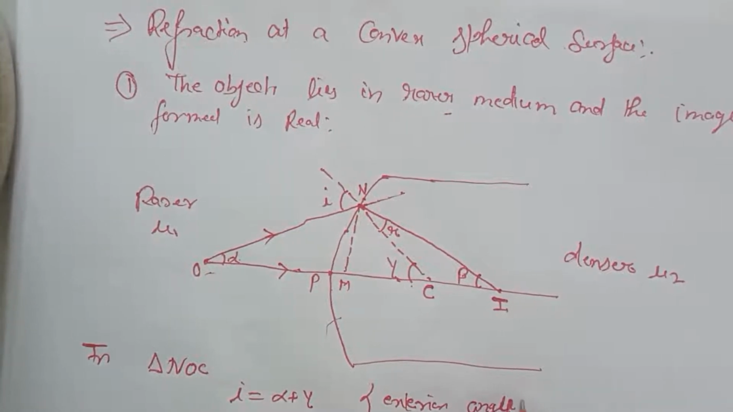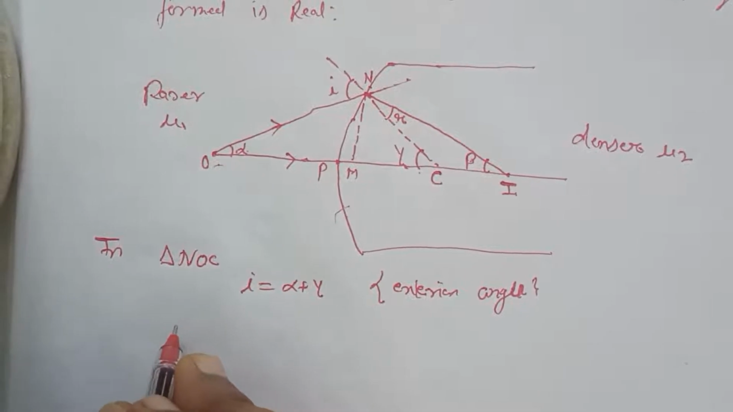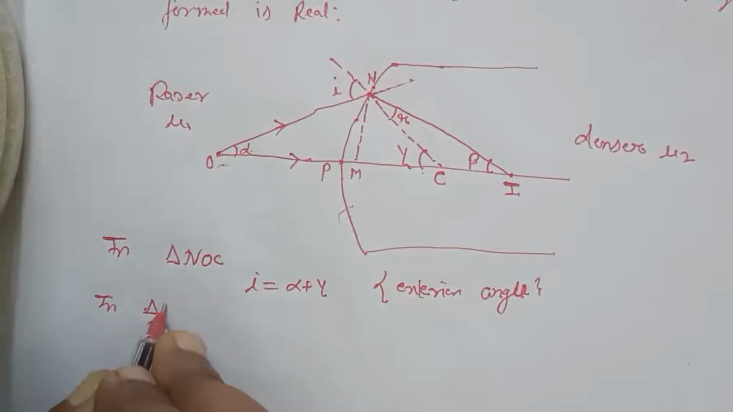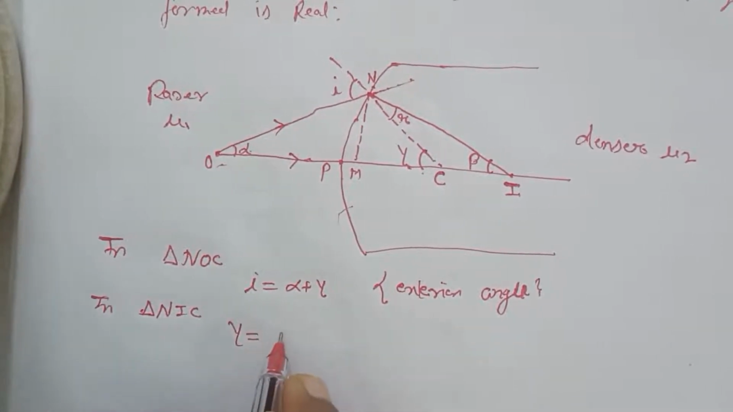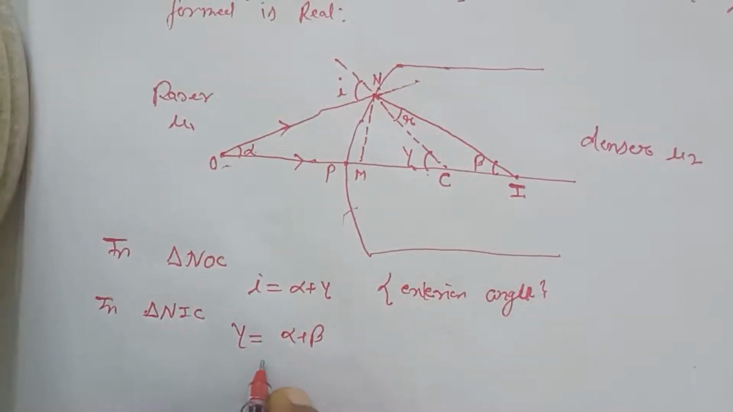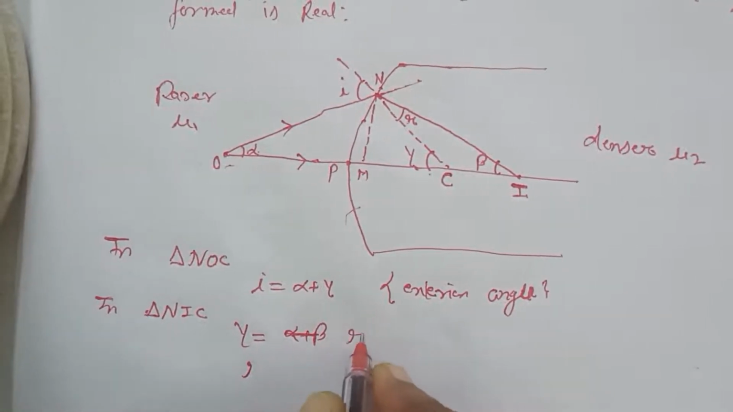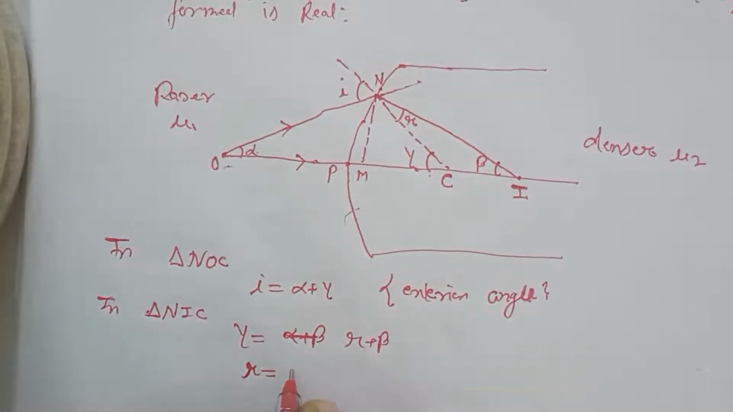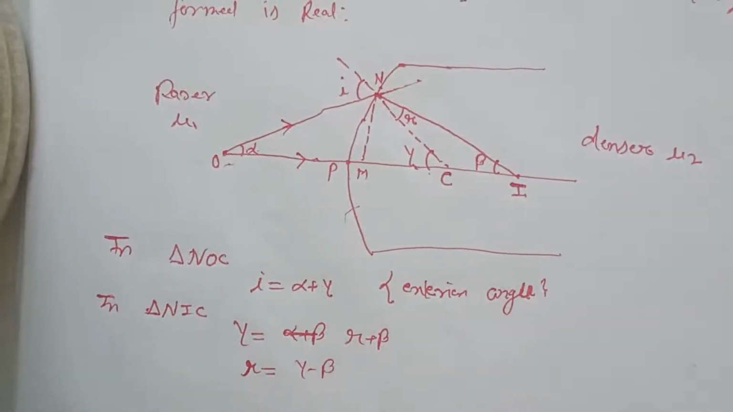And again in triangle NIC, gamma equals r plus beta. The same way we find the value of i and r. That's why the value of r equals gamma minus beta.